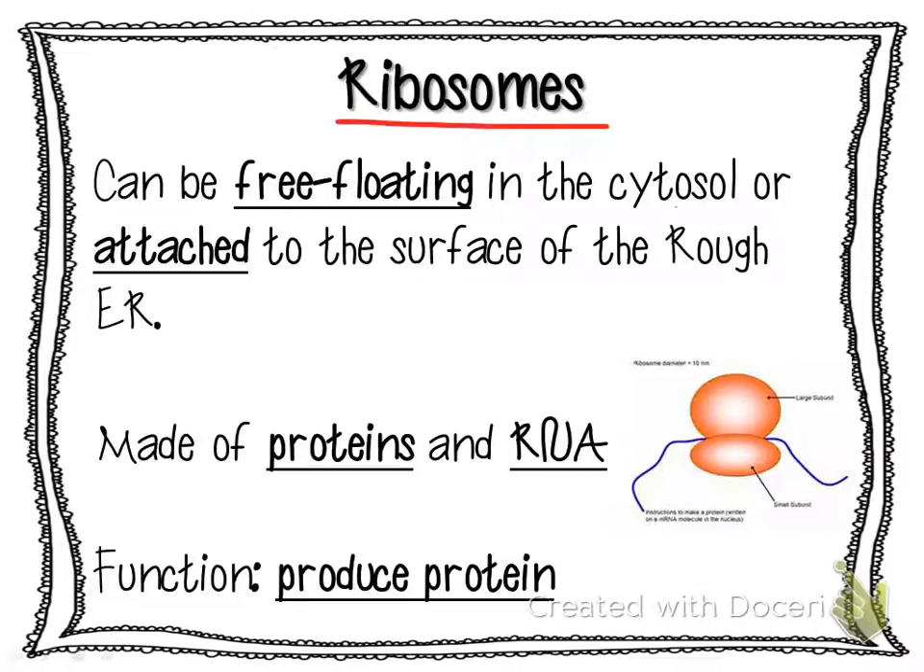Organelles, and they can be found in 2 different places. They can be found free-floating in the cytosol, which is also called the cytoplasm, or they could be attached to the surface of the rough ER. Okay, and we'll talk about the rough ER in a little bit.